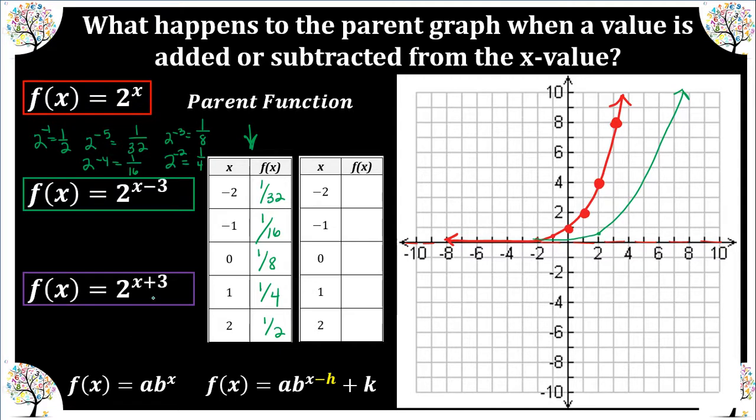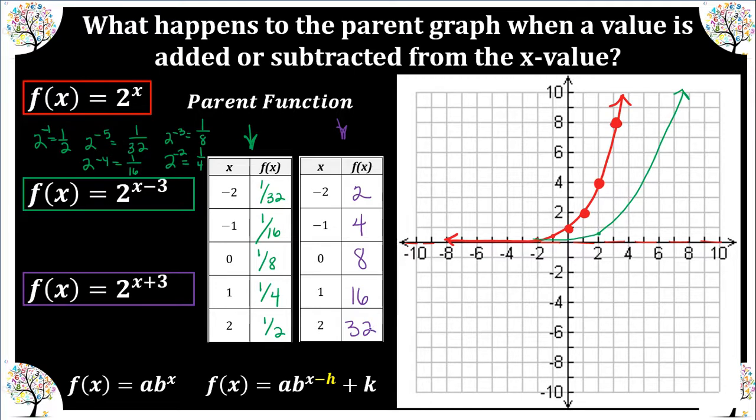Now let's take a look at when we add 3 to the x. So this time we're going to plug in -2. -2 plus 3 is 1. So 2 to the 1 is 2. Then we're going to plug in -1. That's going to be 2 to the second, which is 4. Then we plug in 0 for x. We have 2 to the third, which is 8. Then we plug in 1. 1 plus 3 is 4. 2 to the fourth is 16. And then we plug in 2. 2 plus 3 is 5, and that's going to give us 32.